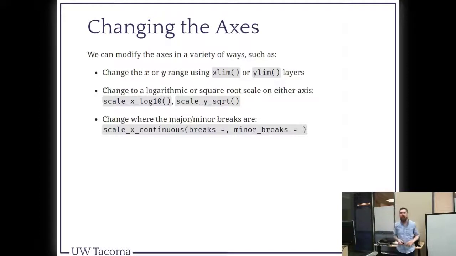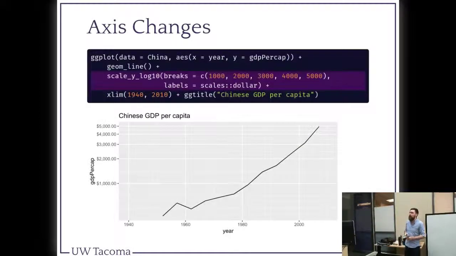I'm going to talk about scales here in a minute. But first I'm going to show simple axis changes. So this is a plot with the China data. X is year, Y is GDP per capita. It's a geom line. I don't have to group it here because I only have one country of data.